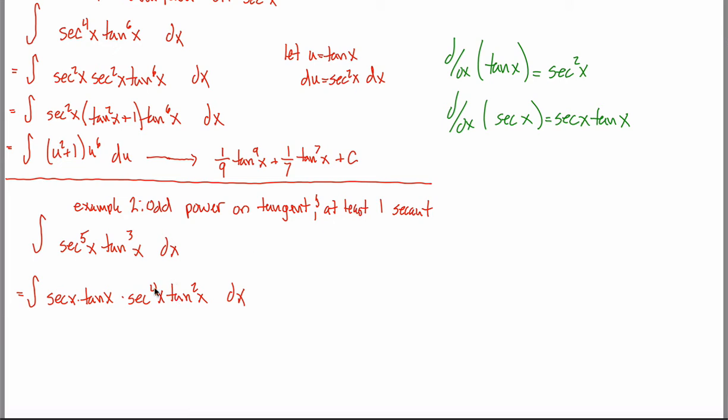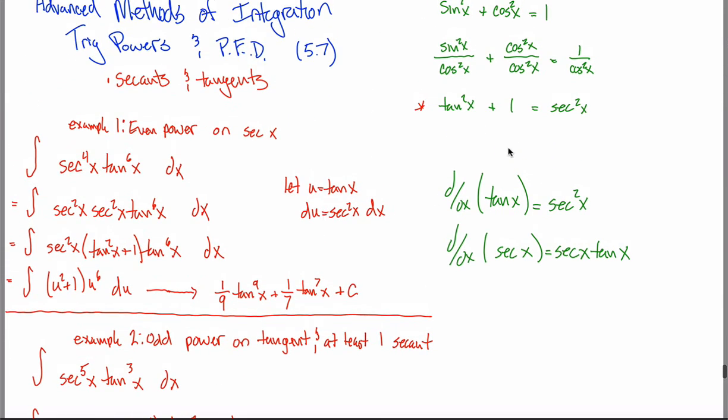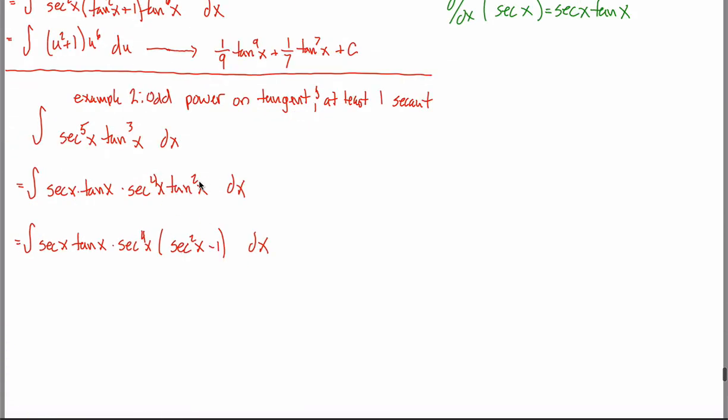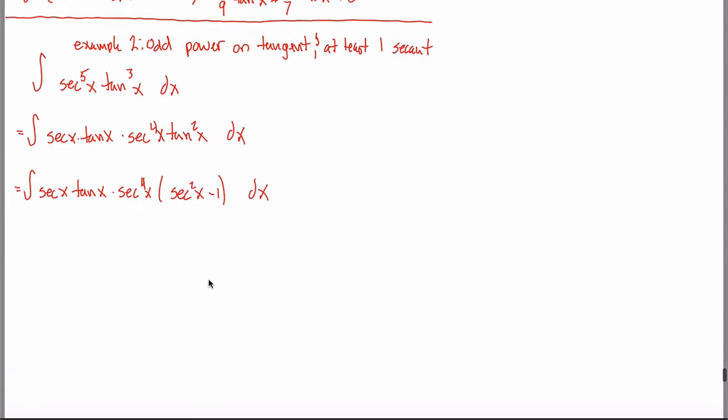So to change my tangents into secants, I go back to this identity, and I realize that in order to change tangents into secants, it's important that the exponent on my tangents is even, so that I can use this identity. This identity tells me that tangent squared x equals secant squared x minus 1 if I subtract 1 from both sides of this equation. So when I change this tangent squared into secant squared x minus 1, what I have is this line here. And it might not look really nice, this line, but this line is really close to done. This line is going to work out perfect for our substitution.